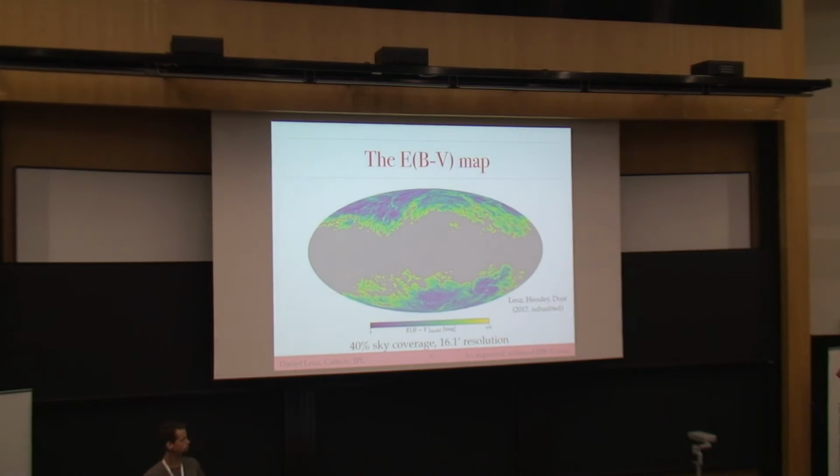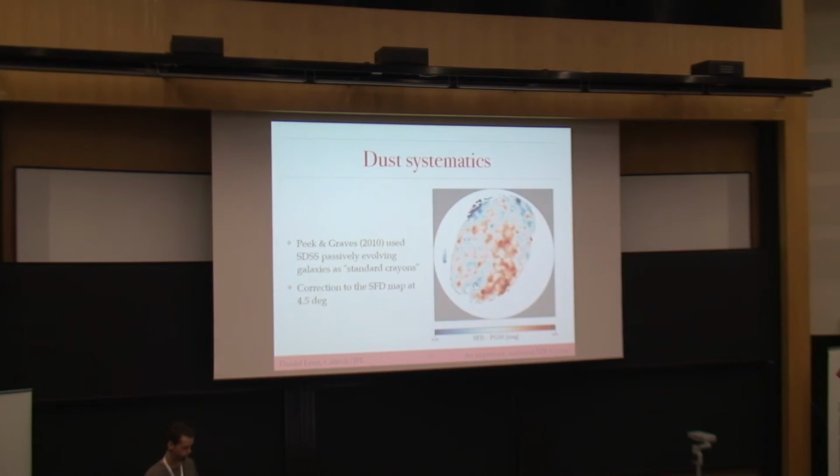So we've done this for this low-density sky, obtaining a map for 40% of the sky, at a resolution of 16.1 arcminutes. It's been submitted to ApJ a few weeks ago, hoping to have it accepted next week or so. It's also available for download if you want to look at it. And I'll spend the remaining minute or two to talk a bit about the systematics.